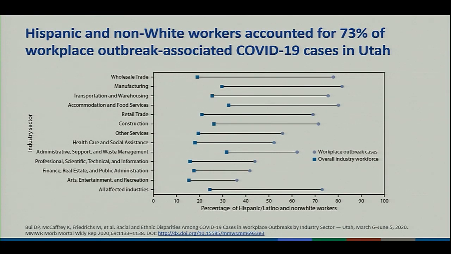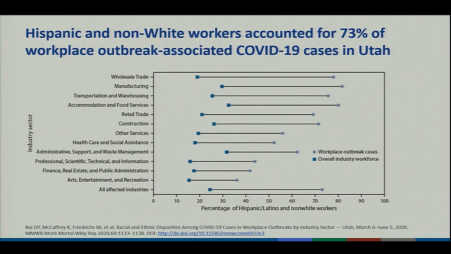Despite representation of Black and Hispanic essential workers that is similar to the overall population, a recent study from Utah demonstrated that Hispanic and non-white workers accounted for 73% of workplace outbreak-associated COVID-19 cases. The vertical axis you see here shows the industry sectors that have experienced workplace outbreaks.